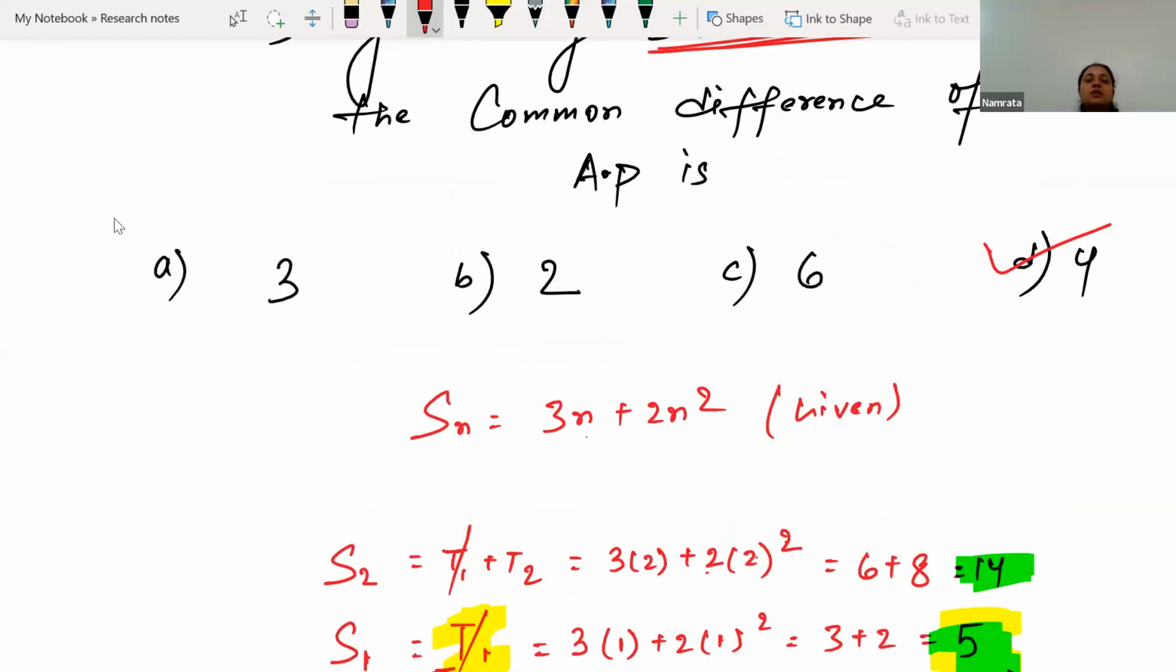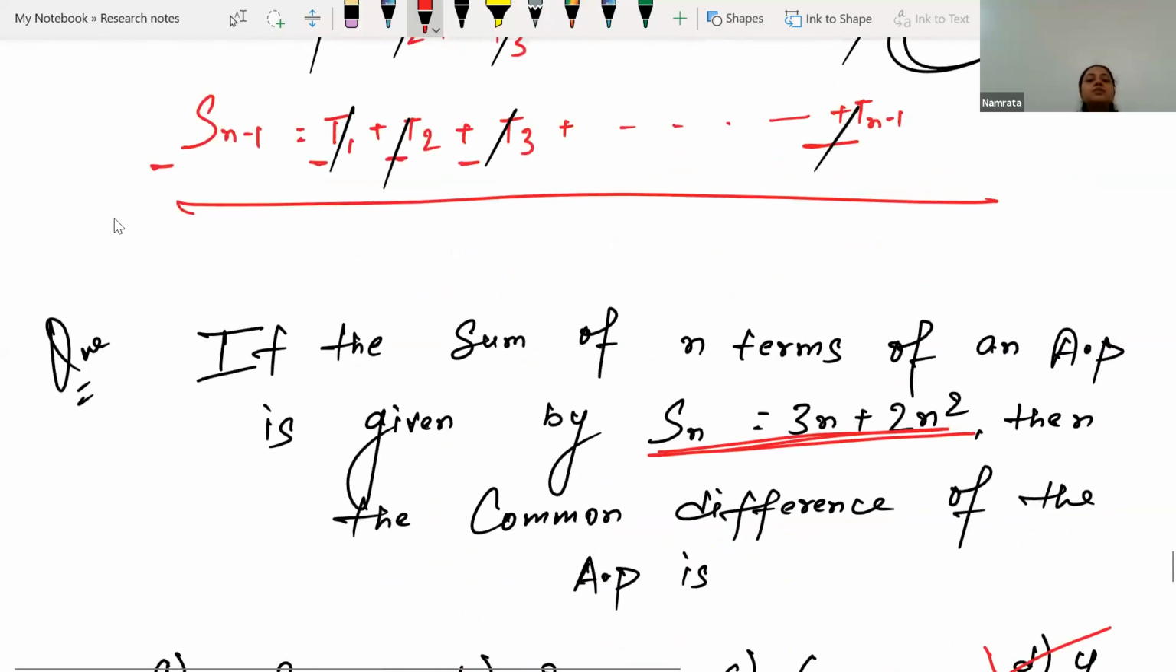Yes, ma'am. Let's summarize this one. We were having Sn, and then we needed to find the common difference. We don't have to go so far, only T1, T2. Let's take the sum of the first two terms and the sum of one term, that means only the first term. Let's do a few simplifications and find the common difference. Clear? Yes, ma'am. Let's move ahead.